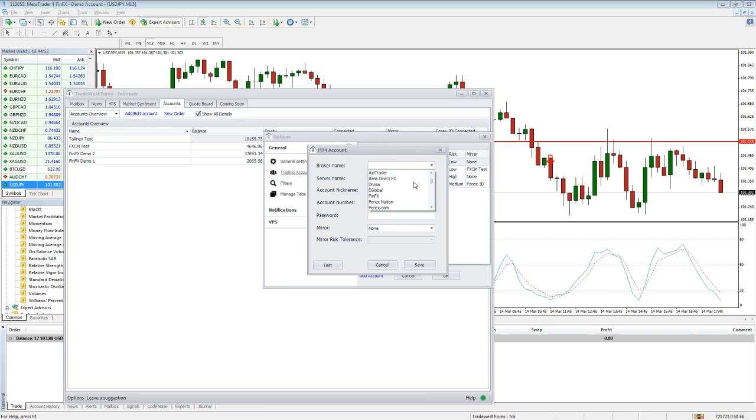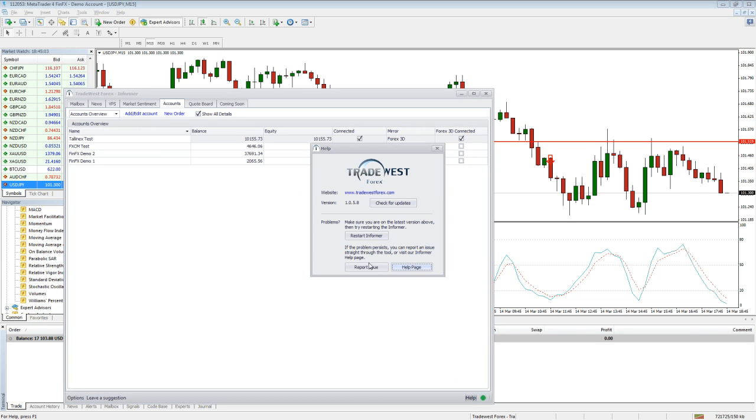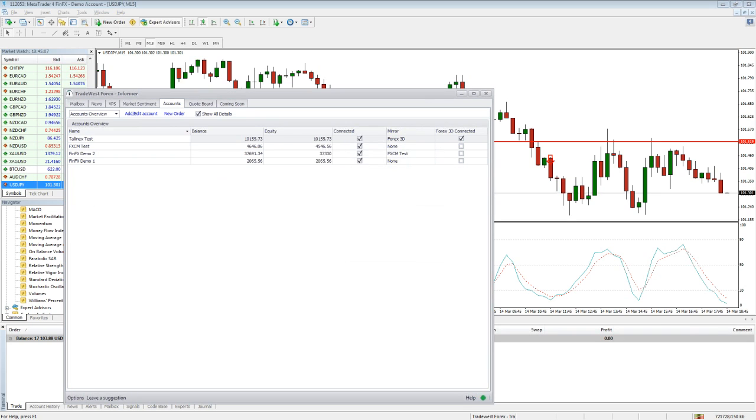Click Add Account, select your broker. If it's not listed, then go ahead and leave a suggestion here, or you could click Report Issue and just say, hey, my broker's not listed, and we'll get it added for you. It only takes us 5 minutes to add it for you.